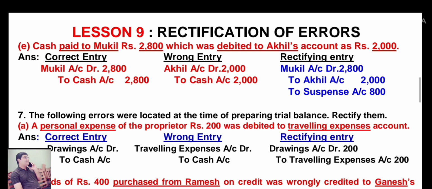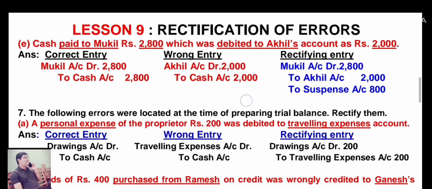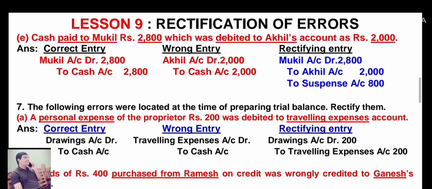But wrongly what we did, instead of Mukil, we debited Akhil account. We debited Akhil account as 2000. So only the debit side is the mistake we made in the account. So in the rectifying entry, what do we have to do? First we have to write Mukil account 2800. Then see the wrong entry.